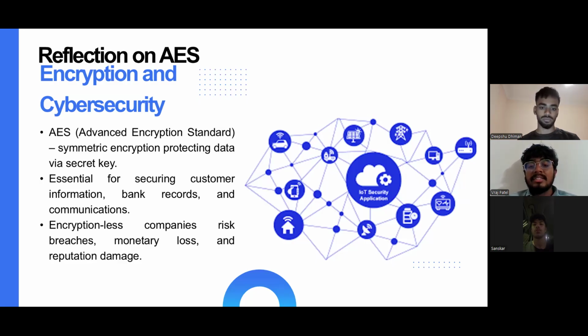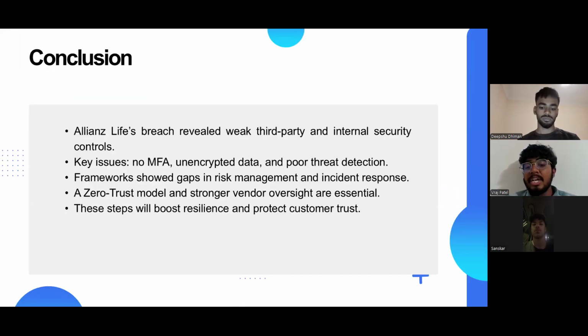Now we are on the last slide, slide 13, conclusion. The Alliance Life breach highlights the dangers of inadequate third-party security and governance. The key failures were lack of multi-factor authentication, unencrypted data, and inadequate oversight over vendors. Our framework analysis identified gaps in the risk identification, protection, and detection categories. If Alliance wants to prevent a similar incident in the future, the organization should adopt a zero trust model of security, enforce strict access controls, and engage in better vendor management.